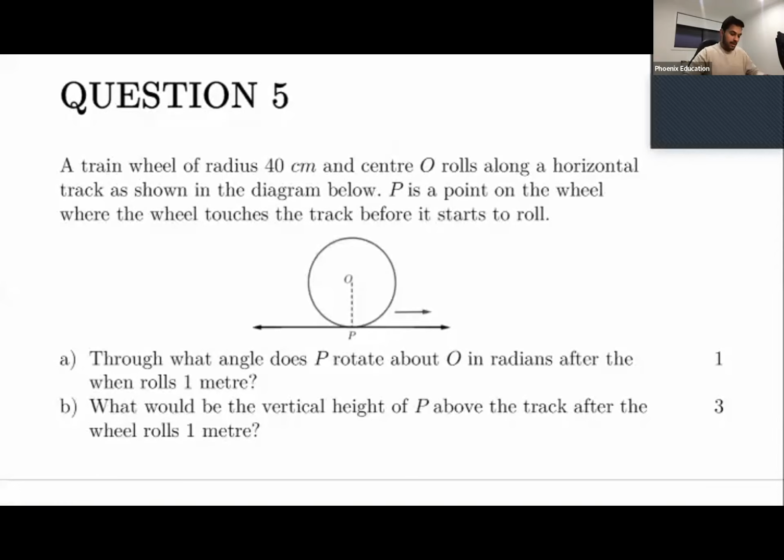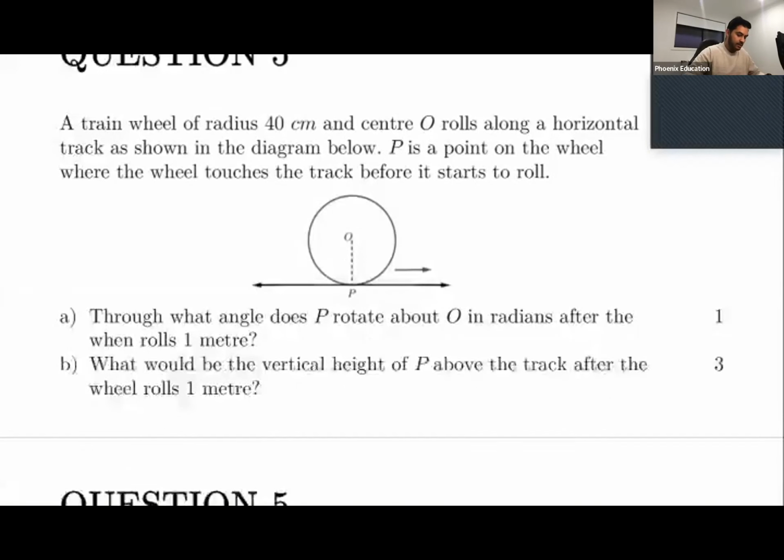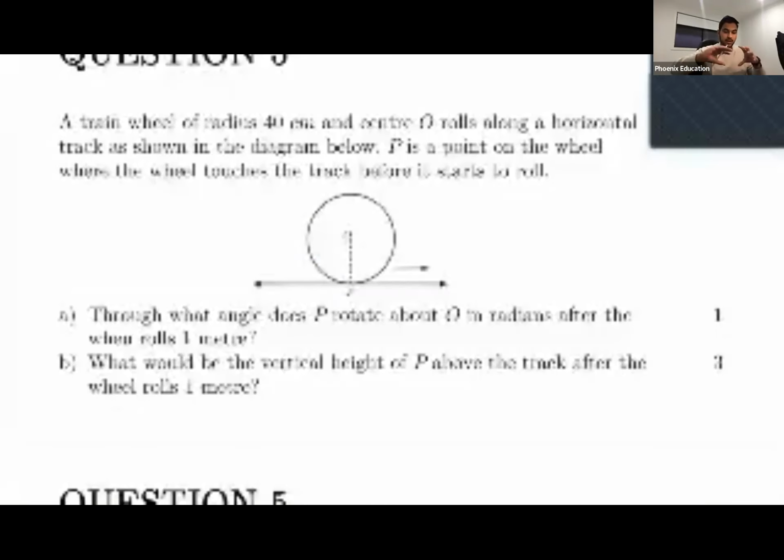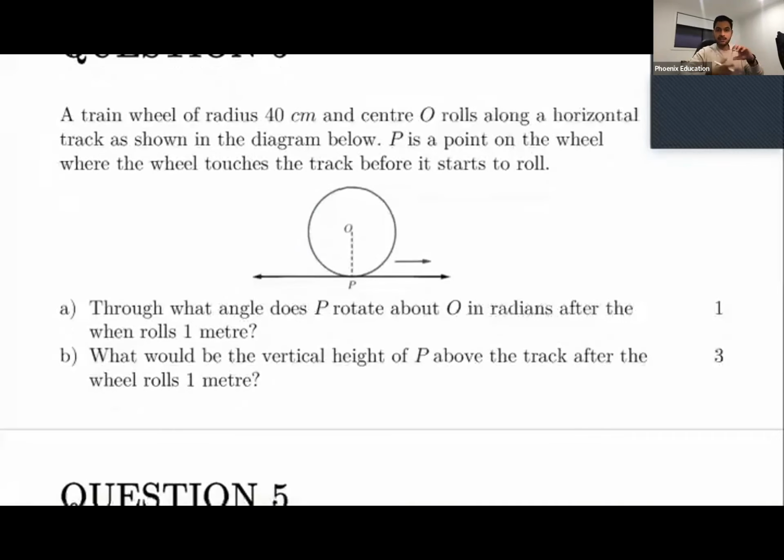Okay, let's have a look at this question. So part A asks us through what angle will P rotate if the ball or the wheel rolls 1 meter. So what that means is that it's mapping out 1 meter of its circumference. Yeah. So when something rolls, it rolls along its circumference. So if it's to roll 1 meter, it would have rolled out 1 meter of its circumference.